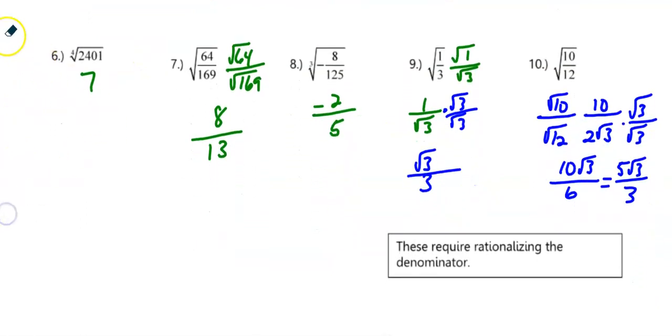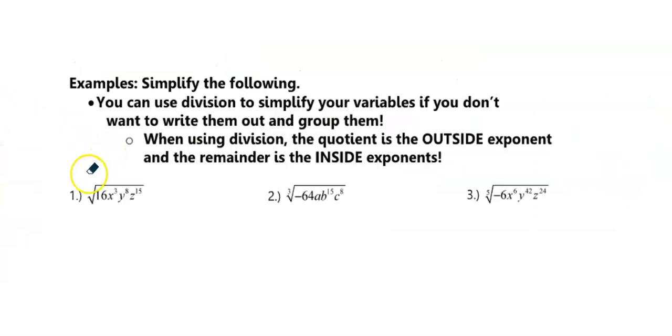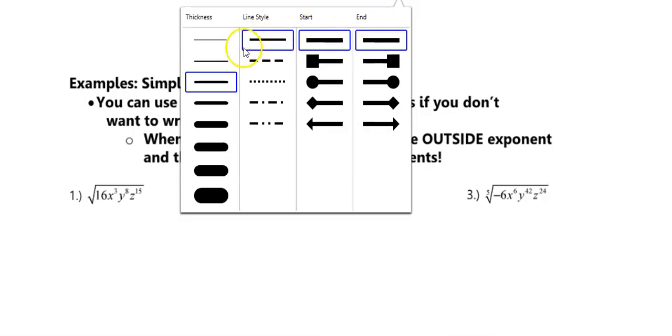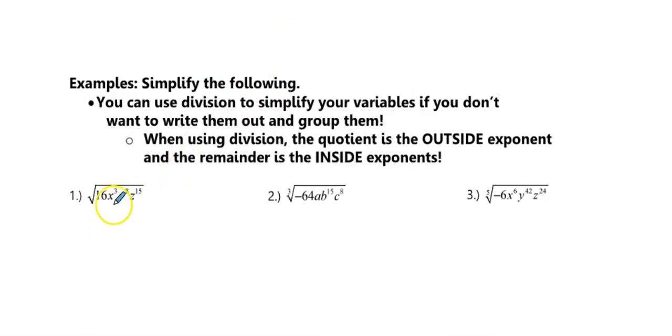So let's try some others. Okay. Now, these have numbers and variables. We know the square root of 16 is 4. So if it's a square root, we're looking for pairs.